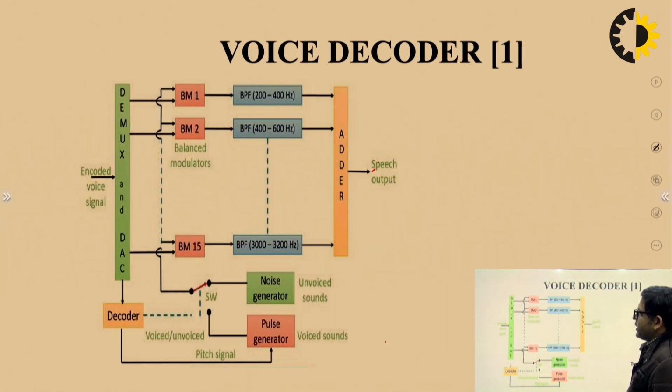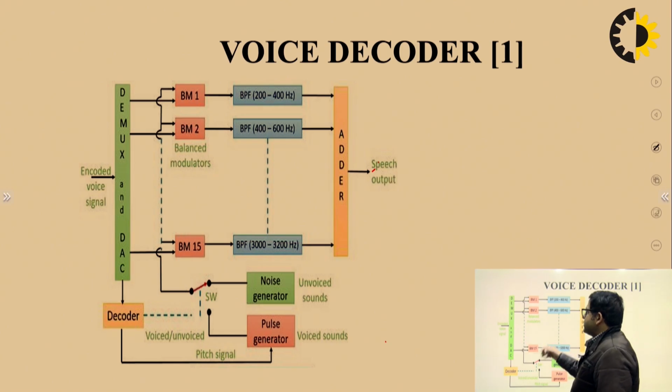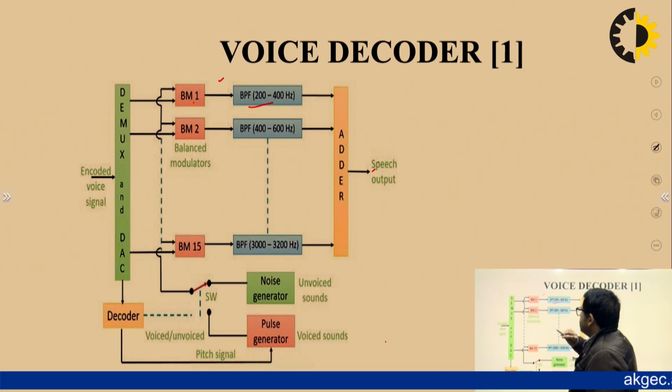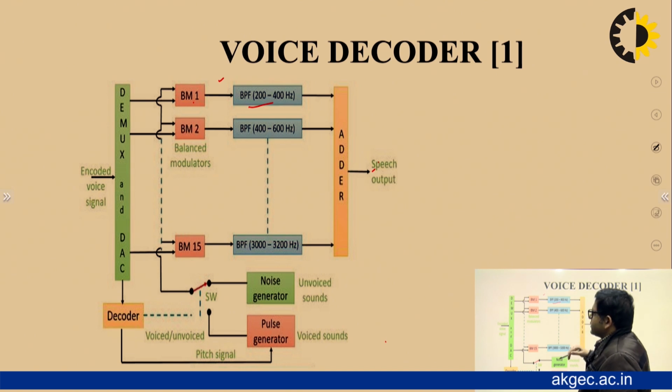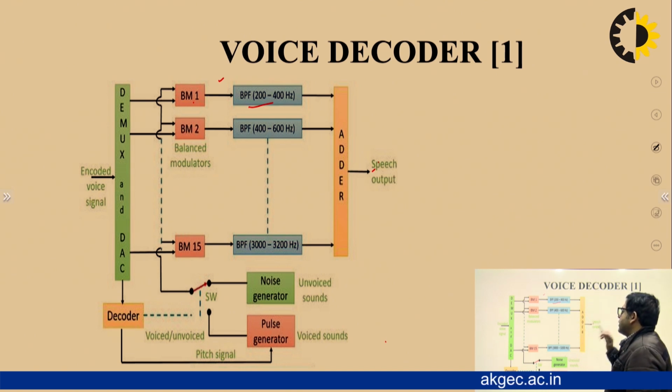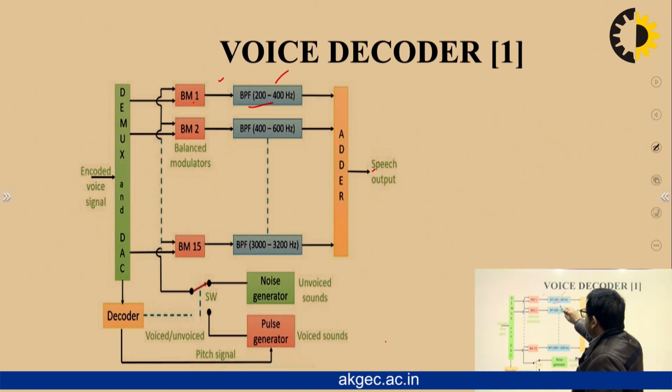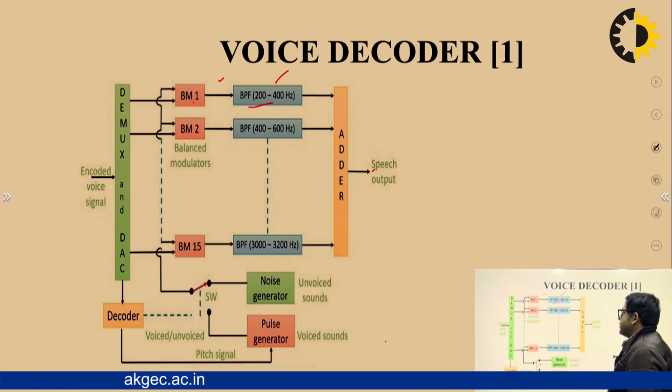At the receiver side, the signal is demultiplexed and converted back into analog form, and at the receiver side we have a combination of balance modulator and band pass filter. The range of the band pass filter starts from 200 Hz. Like in the first channel we have a band pass filter whose frequency ranges from 200 to 400 Hz. In the second channel we have a filter with a frequency range of 400 to 600 Hz.